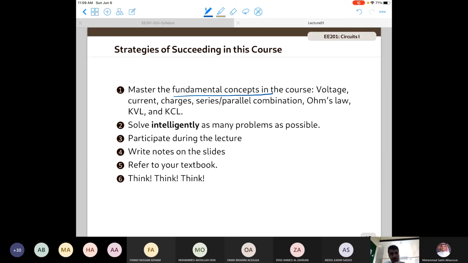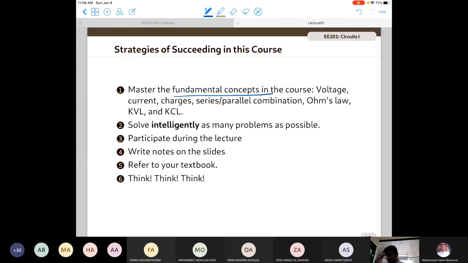Then you need to solve intelligently as many problems as possible. And this is very important. Solving too many problems without actually understanding them, just for the sake of solving, is a waste of time. You'd rather practice with 5 problems and understand everything about them than solve 20 problems, just looking at the solution and trying to copy it. So just solve intelligently as many problems as possible.